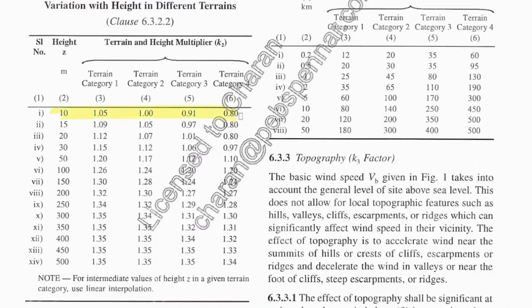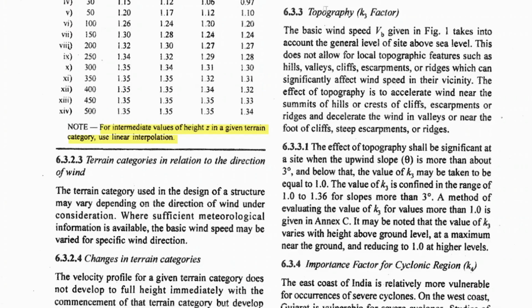The another factor is your K3, that is topography factor. If the upwind slope is below 3 degrees, then K3 is equal to 1. If greater than 3 degrees, then K3 will lie in a range of 1 to 1.36. And if the upwind slope is greater than 3 degrees, then we can calculate K3 using Annexure C. So let us move to the Annexure C.